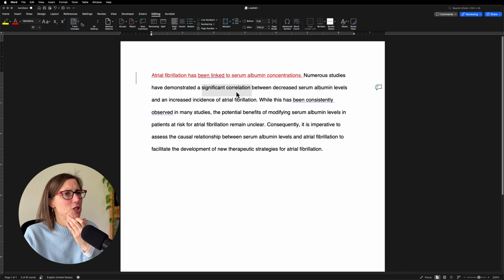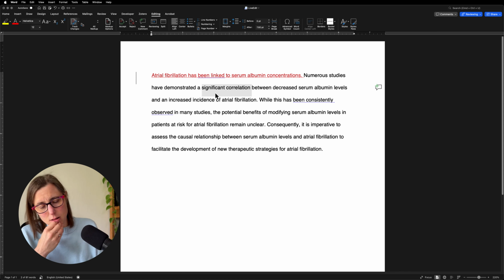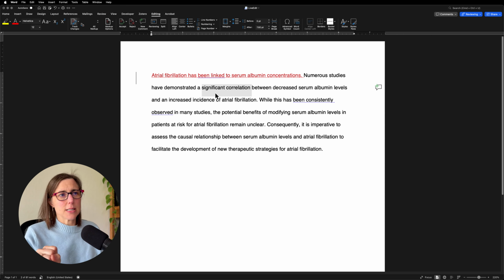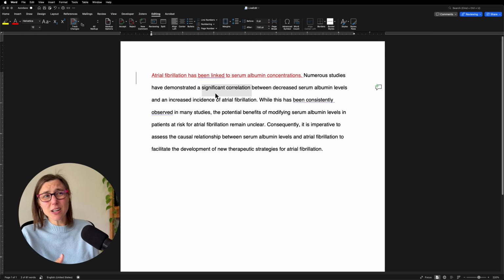Significant correlation. There are pros and cons to this. One is that the word significant suggests that it's statistically significant, clinically significant, or biologically significant. I'm not entirely sure in this case, but significant is showing that importance. However, it's saying a significant correlation. What exactly is that correlation? It just makes me wonder, is it a positive correlation? Is it a negative correlation?